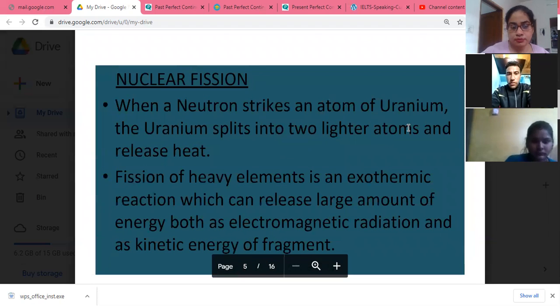When a neutron strikes an atom of uranium, the uranium splits into two lighter atoms and releases heat simultaneously. Fission of a heavy element is an exothermic reaction which can release a large amount of energy both as electromagnetic radiation and as kinetic energy of the fragments.